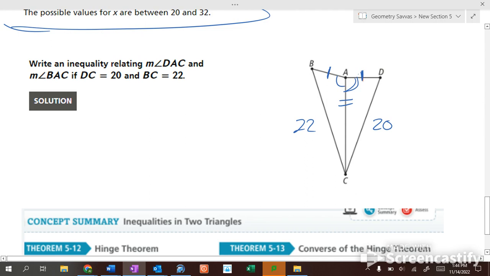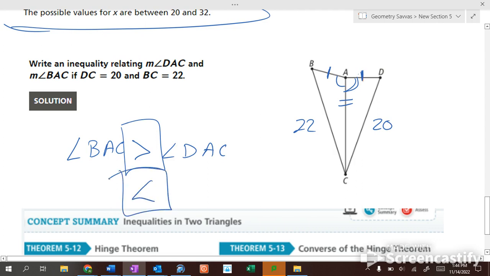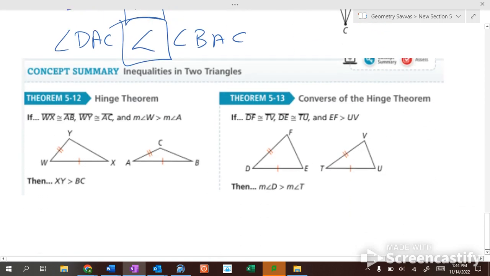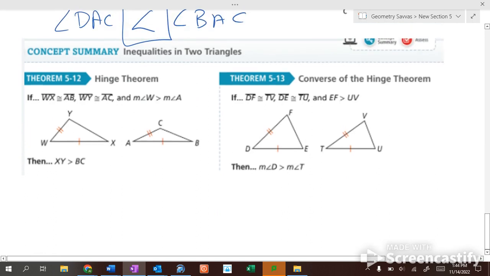BAC is going to be bigger. So angle BAC is bigger than angle DAC. Now, notice greater than goes that way, less than goes that way. So if it was a less than symbol, we'd have to list DAC first, BAC second. Okay? All right. So this is what we're doing, the hinge theorem, and that's it today.